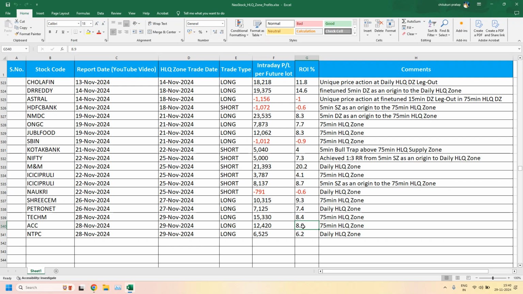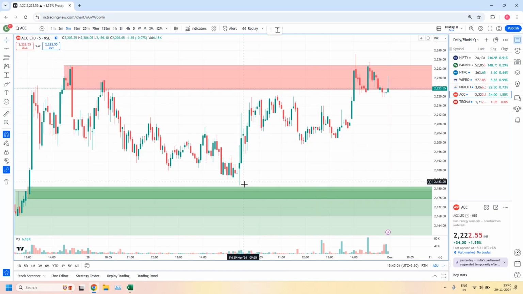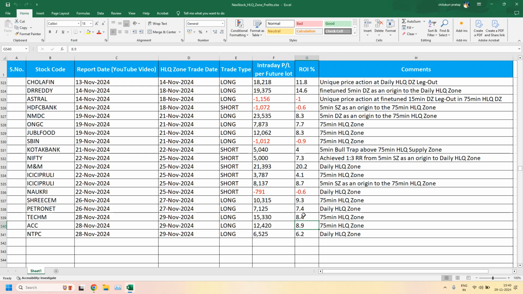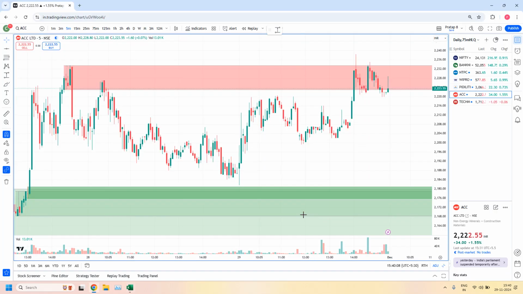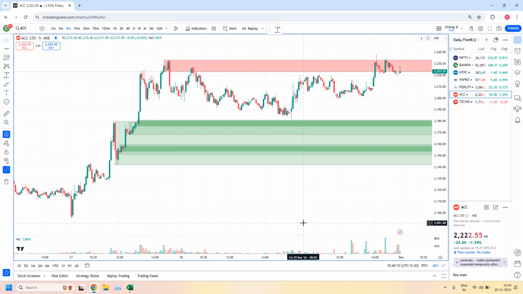This is not my trades, always remember. Several times I told these points. All these are the performance of the high liquidity zones, not about my trades. Okay, this is about ACC.